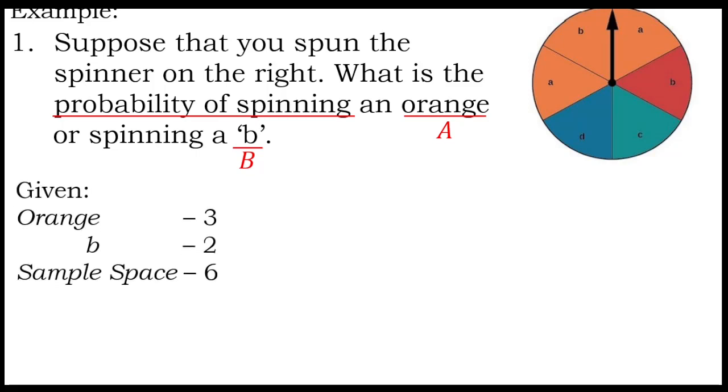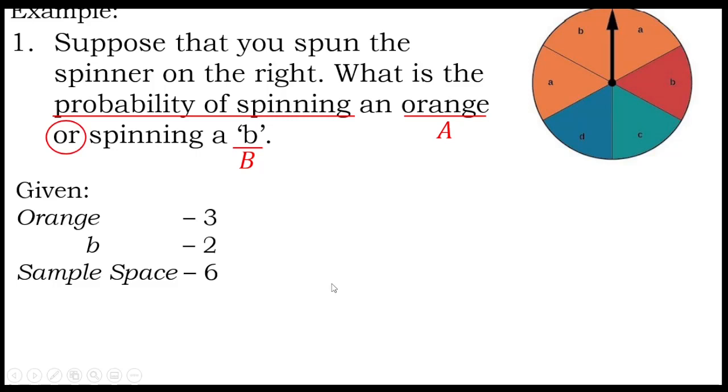Now, if we will be writing down all the given, using the figure, we have three oranges. A, B, A are orange. Letter B, we have 1, 2, the red one and the orange one, we have 2. In the sample space, when we say sample space, these are the total number of events that we are dealing with. So, we have 1, 2, 3, 4, 5, 6. So, the sample space is 6.